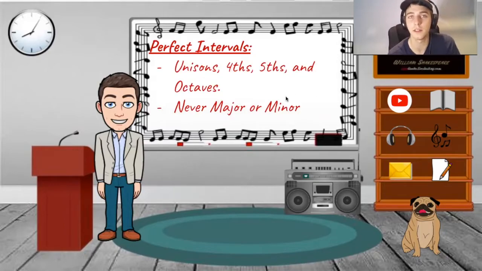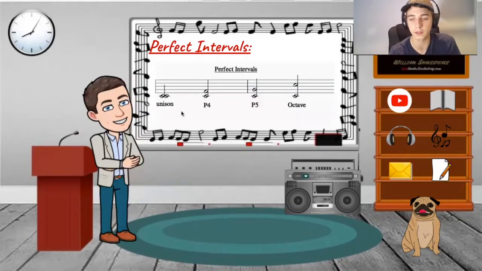We also have some intervals that are neither major or minor, and we call those perfect intervals. So our perfect intervals are going to be our unisons. That's when the two tones that are being compared in an interval are the same tone. We have fourths that are perfect, fifths that are perfect, and octaves are perfect. And just drill it into your head now that these will never be major or minor. They are perfect intervals. And here, you can just see we have our unison, two C's, perfect fourth, C and F, perfect fifth, C and G, and then the octave, C and a C an octave above.